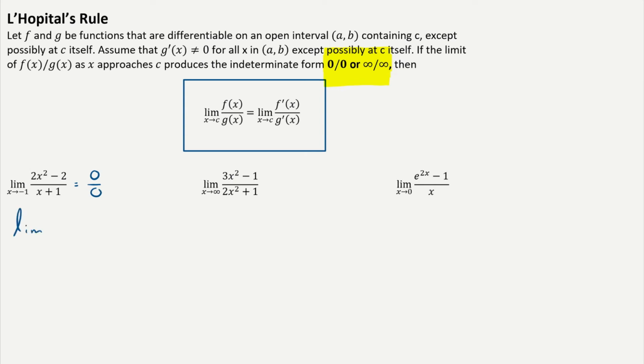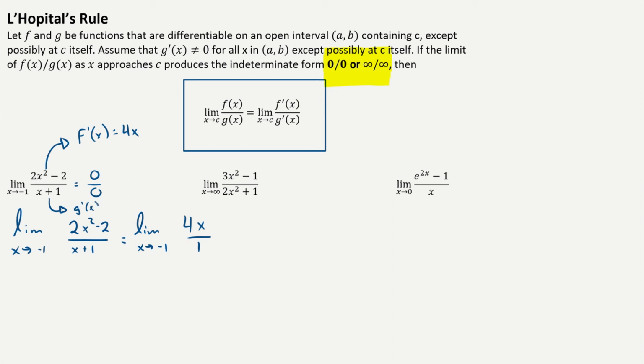So we're going to say the limit as x approaches -1 of our function is actually equal to the limit as x approaches -1 of 4x over 1. So what did I do? I took the derivative of this individually. Okay, it's not a quotient rule. I just took each derivative individually. And a derivative of this, and then that's my new limit.